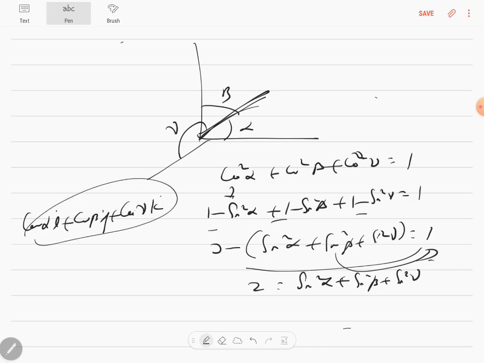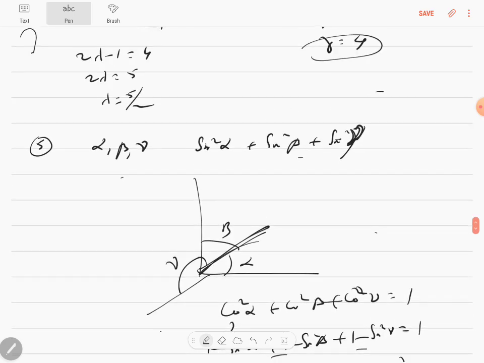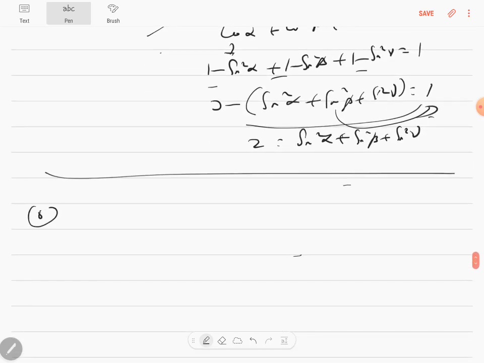This is the way you represent it. Just a representation. So let's go to the next question. The next question is the 6th question: find the equation of the plane. There is no plane here, skip the plane and go ahead.